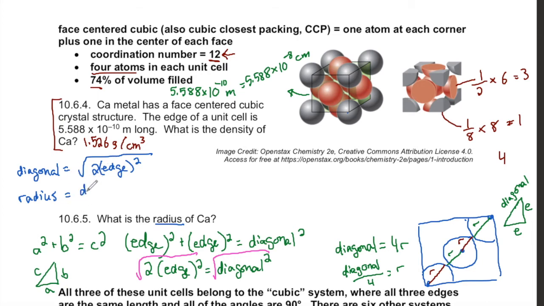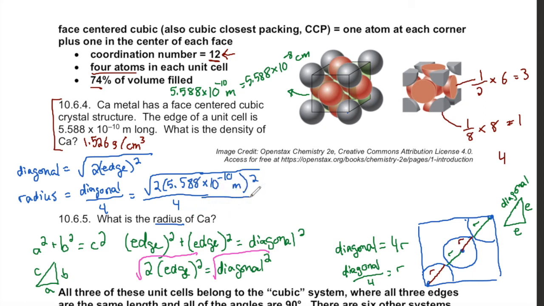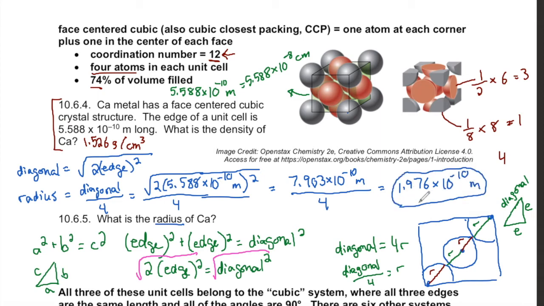And the radius we said before was the diagonal over 4. So that is the square root of 2 times the edge squared over 4. Let's put in the number for the edge. Let's put 5.588 times 10 to the negative 10 meters. And then that is squared. And that is all over 4. And that ends up being 7.903 times 10 to the minus 10 meters over 4, which is 1.976 times 10 to the minus 10 meters. So this would be the radius of a calcium atom.